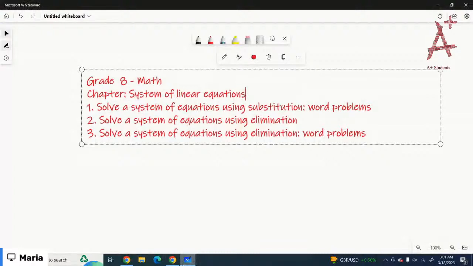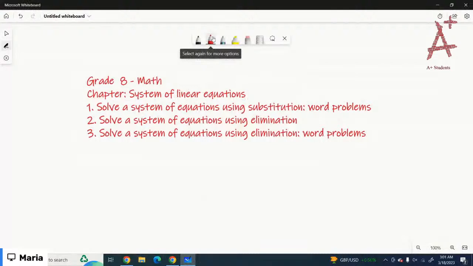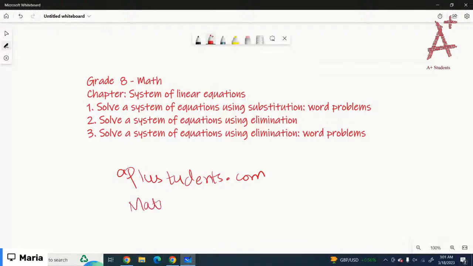So you can find all the lessons on aplusstudents.com. You have to log in there using your email address, and the password is provided by the administrator. Then you have to select math from the subject tab. Scroll down to grade 8 and then click on view all lessons. There you can find a list of the chapters.